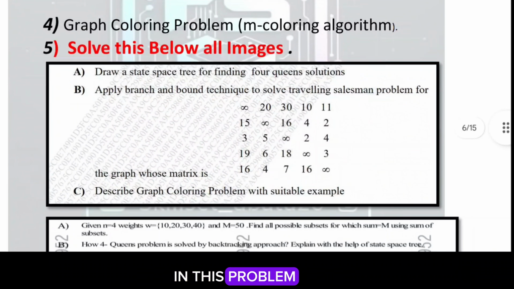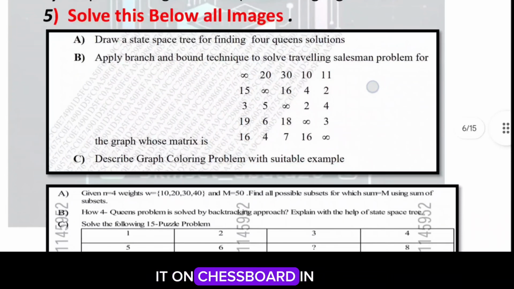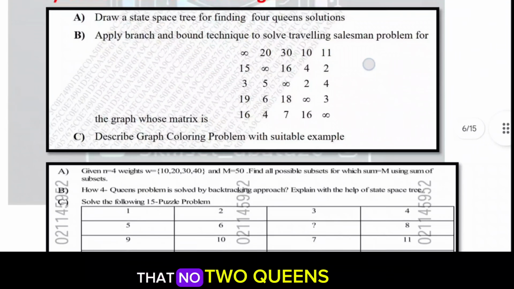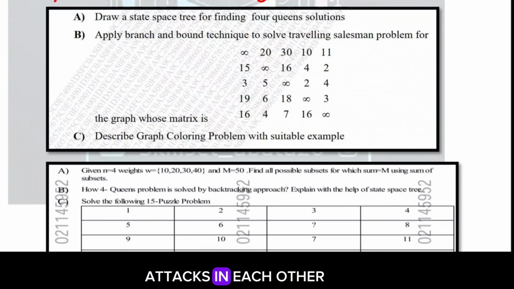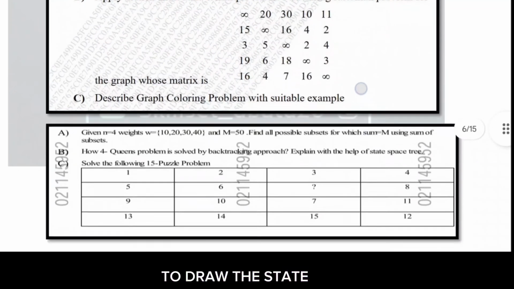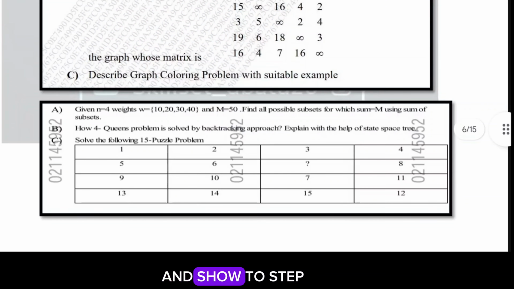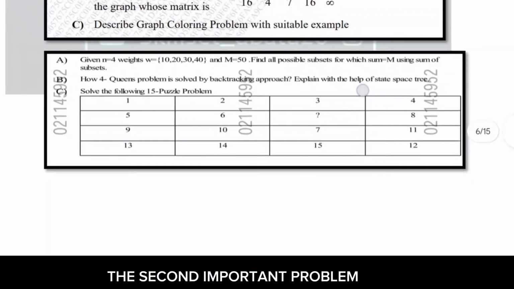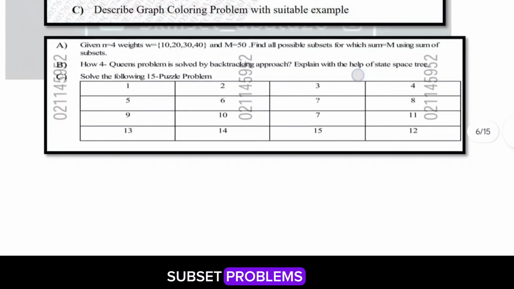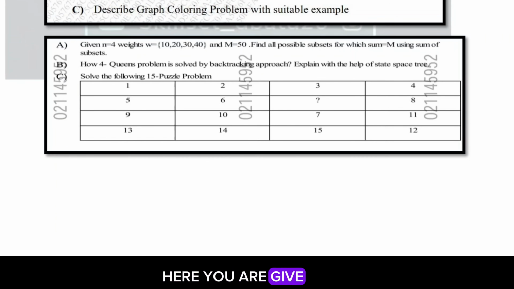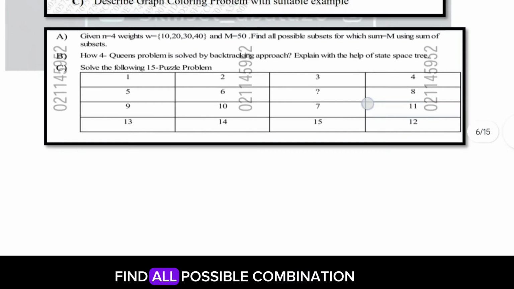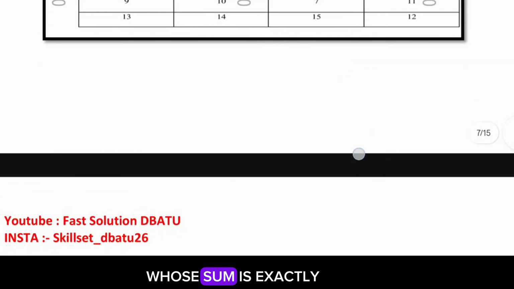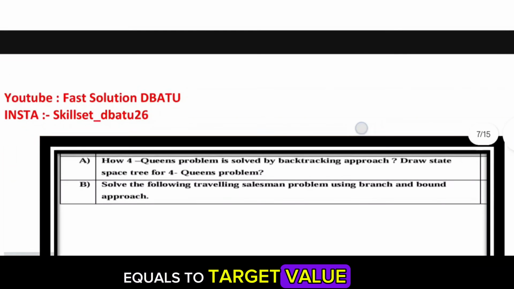In this problem, queens must be placed on a chessboard in such a way that no two queens attack each other. You should know how to draw the state space tree and show the step-by-step placement of queens. The second important problem is the sum of subset problem. Here you are given a set of weights and your goal is to find all possible combinations whose sum is exactly equal to the target value of n.